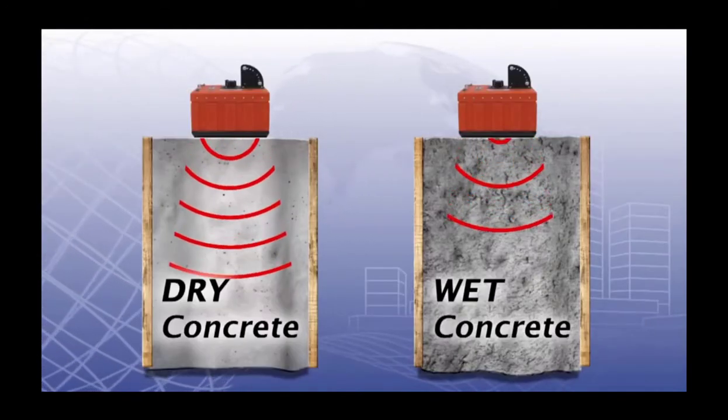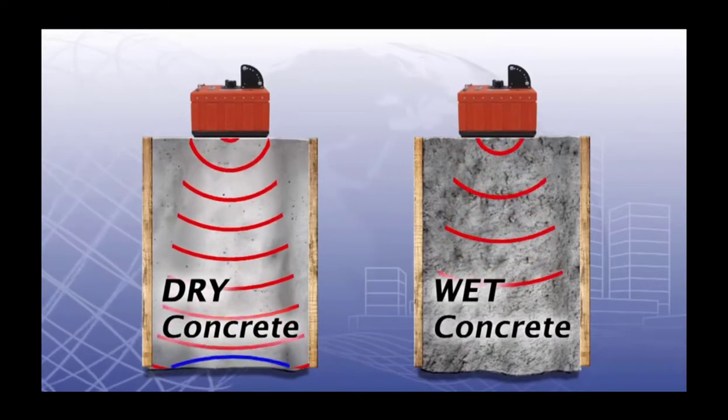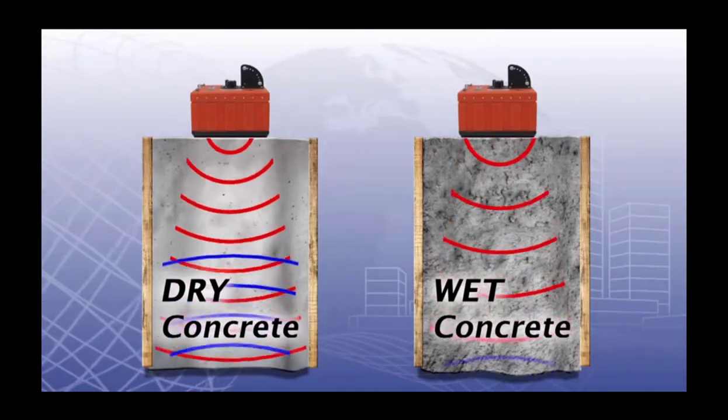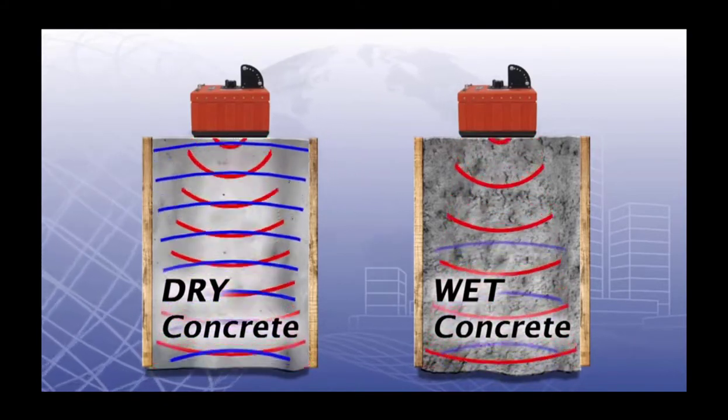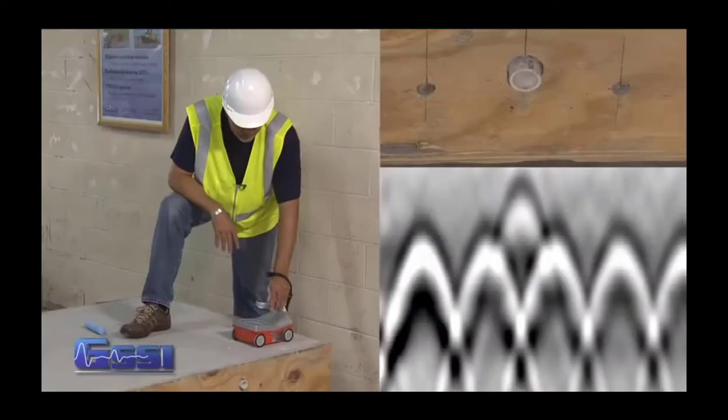Survey areas with high conductivity can limit the depth and effectiveness of ground-penetrating radar. An example of this would be clay soils, or uncured or green concrete.